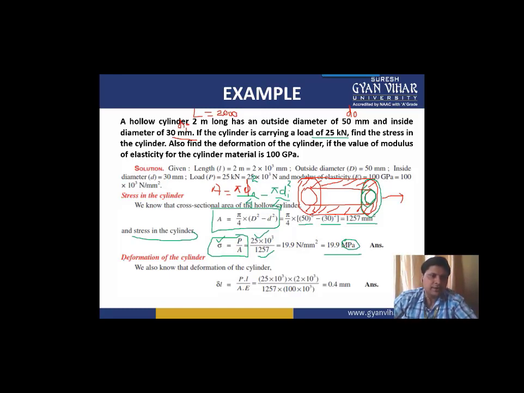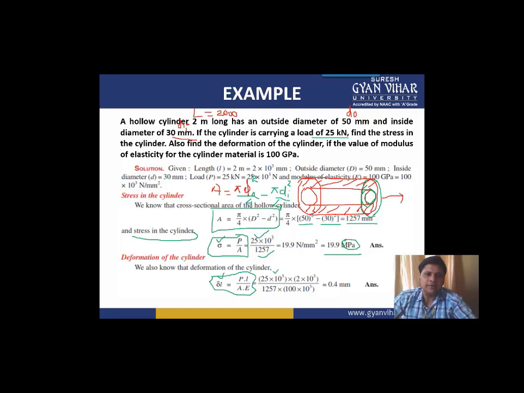Second, the deformation of the cylinder has also to be calculated. We all know the deformation, elongation, extension, or increase in length, they all denote the same thing. So increase in length delta L is equal to PL by AE.